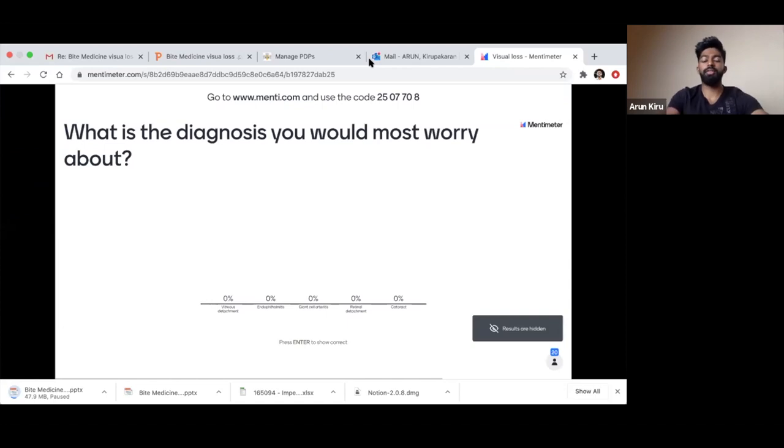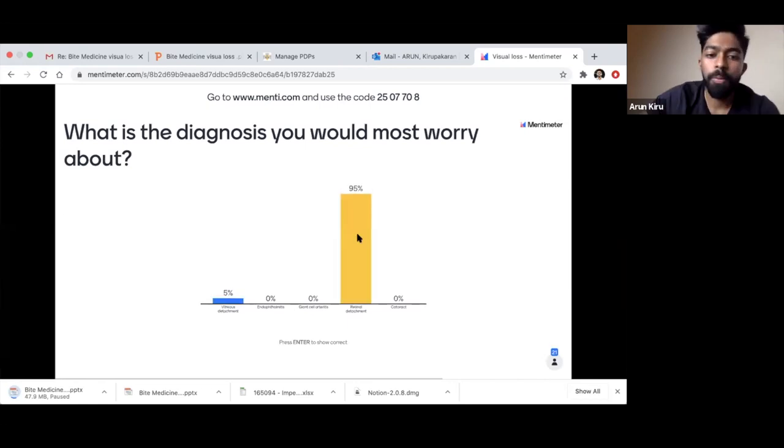Okay, let's have a look at the answers that you have gone for. 95% of you have gone for retinal detachment, which is the correct answer. 5%, which I'm really happy about, have gone for vitreous detachment, because they are related, but this is a retinal detachment. And the reason it is, we'll see, is because it says, what would you most worry about?